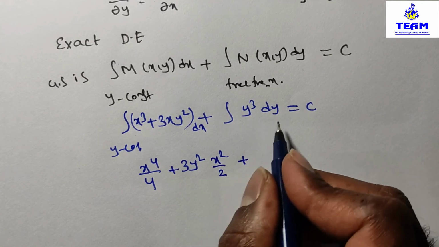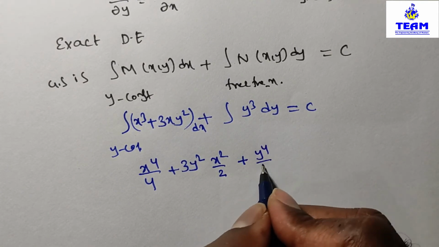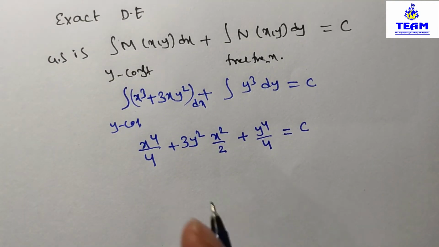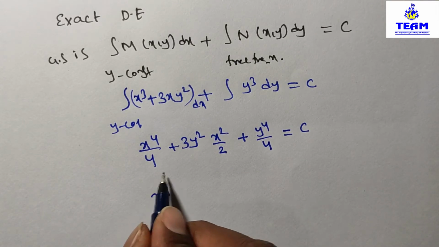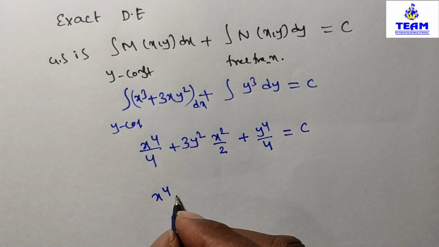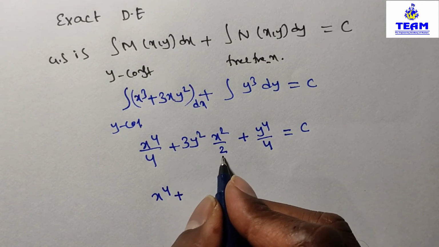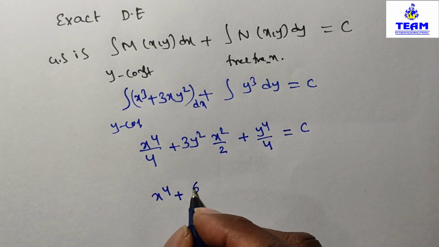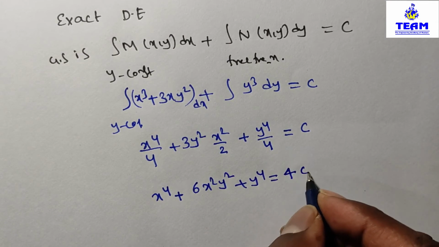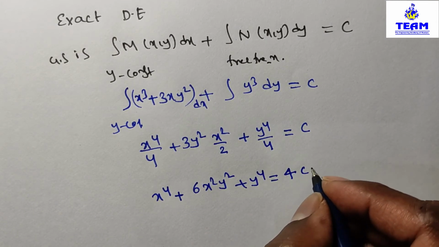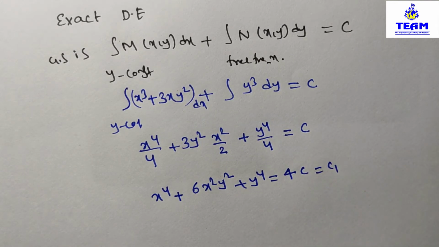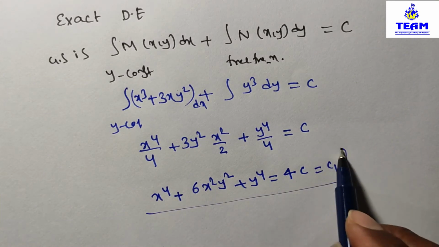Plus y cube integration with respect to y, that is y to the power of 4 by 4, which is equal to c. What is the LCM here? You have 4 as the LCM. So you can rearrange this as x to the power of 4. If I take 4 as the LCM and 4 also on the right side, then this is equal to 4c. Anyhow, plus here the actual denominator 2 is there. So 2 times 3 means 6x square y square plus y to the power of 4, which is equal to 4c. You can also say c is an arbitrary constant. This is equal to c1 also, where c1 is an arbitrary constant. So this is the general solution, friends.